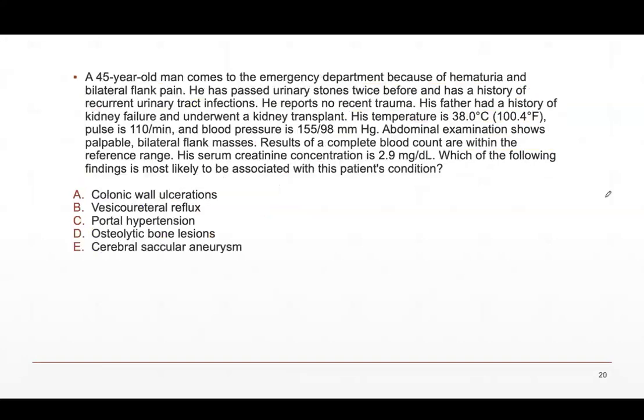Great. Okay, next question. So here we have a 45-year-old man. He's coming to you in the ER because of hematuria and bilateral flank pain. He has passed urinary stones twice before, and he has a history of recurrent urinary tract infections, and he has no recent trauma. His father has a history of kidney failure, underwent kidney transplant, and of his vitals, what's important is that he has high blood pressure. And then abdominal examination shows bilateral flank masses. Result of a complete blood count are within reference range, and his serum creatinine is 2.9 milligrams per deciliter. Which of the following findings is most likely to be associated with this patient's condition?